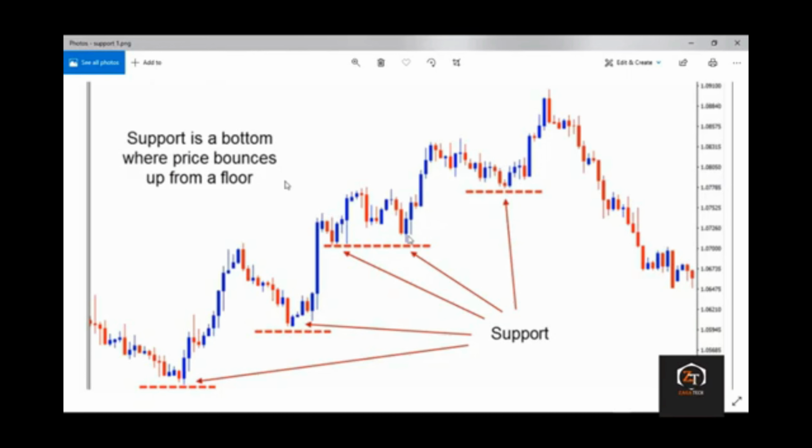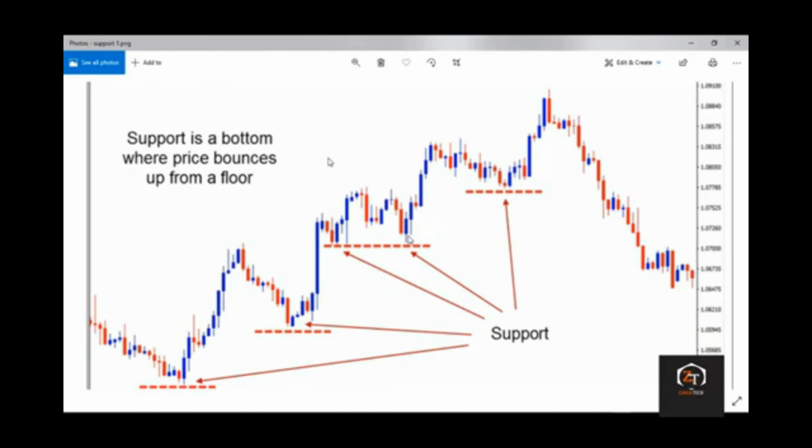Basically in forex trading, support is where the price touches and repels, touches and repels. Here you see at this bottom, this dashed line are support areas where the market tends to hit and go up, hit and repel, as you can see in the picture below.